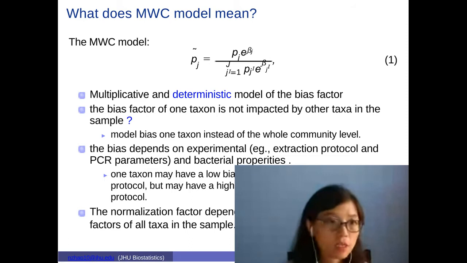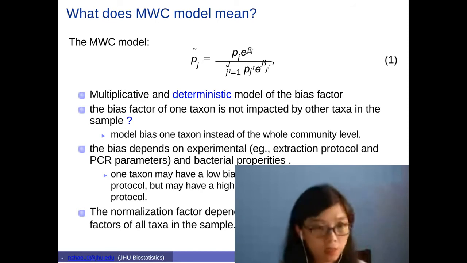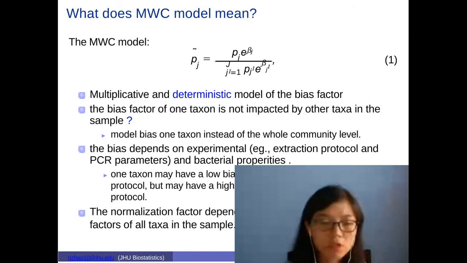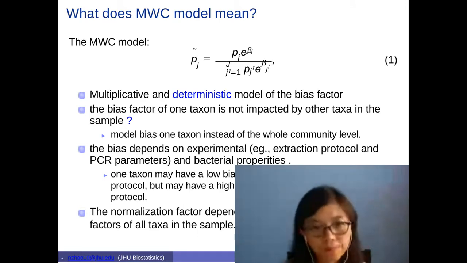The second implication from the MWC model was that the bias factor of one taxon is not impacted by other taxons in the community. This is important because this allows us to model the bias one taxon at a time instead of having to think about the interactions between the whole community. But there's also a question mark, because the MWC paper did not really test whether this assumption is true, whether another taxon may impact the bias of this one.